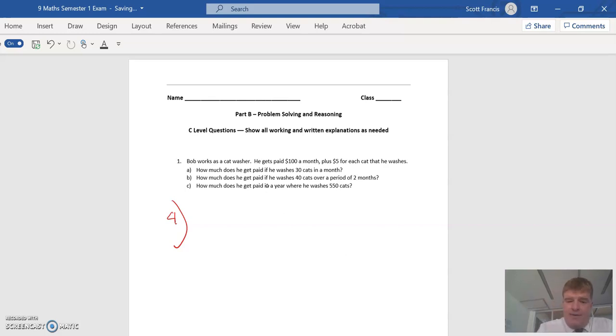Well, he's going to get paid $100 for working for the month plus 30 times 5. So we have to do the multiply first. 30 times 5 is 150, plus 100 is 250. He's going to earn $250.